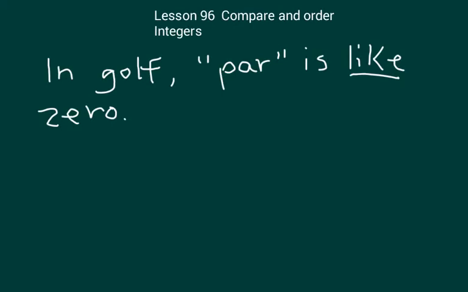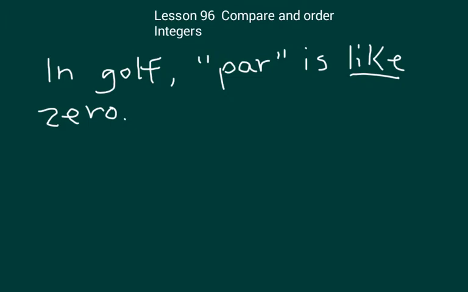In lesson 96, the topic is comparing and ordering integers. There are different kinds of models that you could use to help you understand this, and one is to think about par in golf. Par is like the average number of shots it would take for a person to put the ball in the hole. So if a particular hole is a par 5, that would mean if you take 5 shots to get it in, you're doing pretty good. That's like the average person.